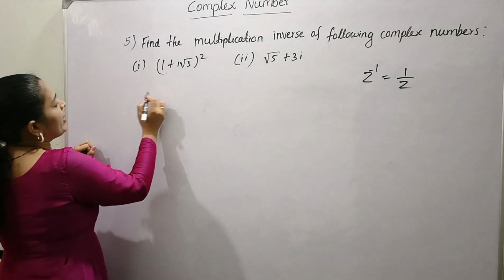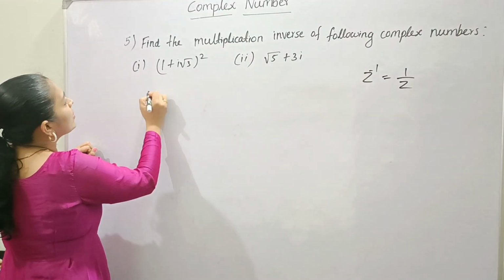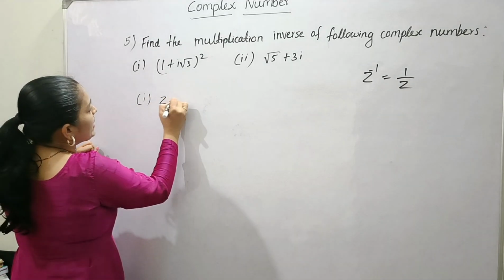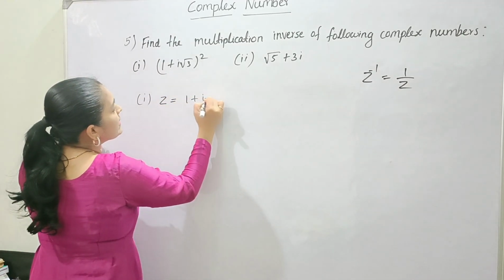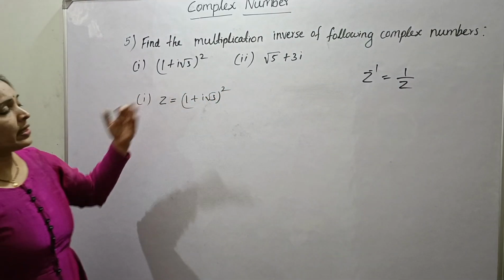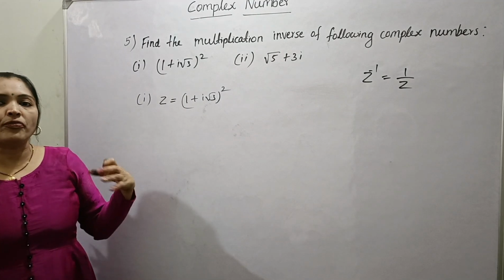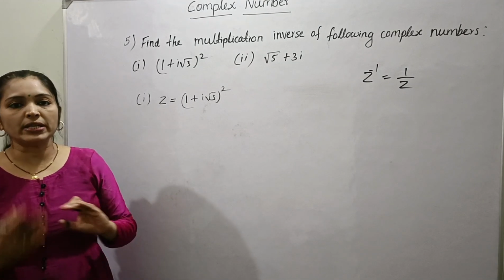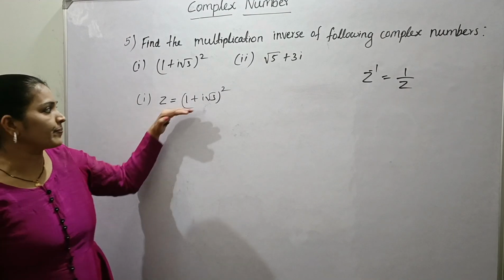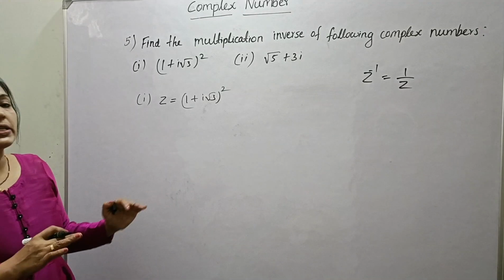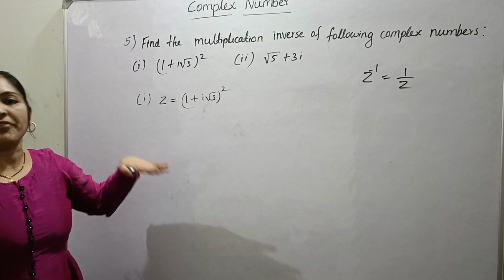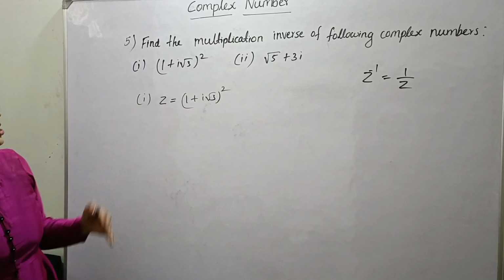First we will find the multiplication inverse of the first one, that is, the given complex number z is equal to (1 plus i root 3) whole square. Here the given complex number is not in the form of a plus ib. After finding a plus ib, we will find the multiplication inverse. So first of all we have to make it in the standard form a plus ib.